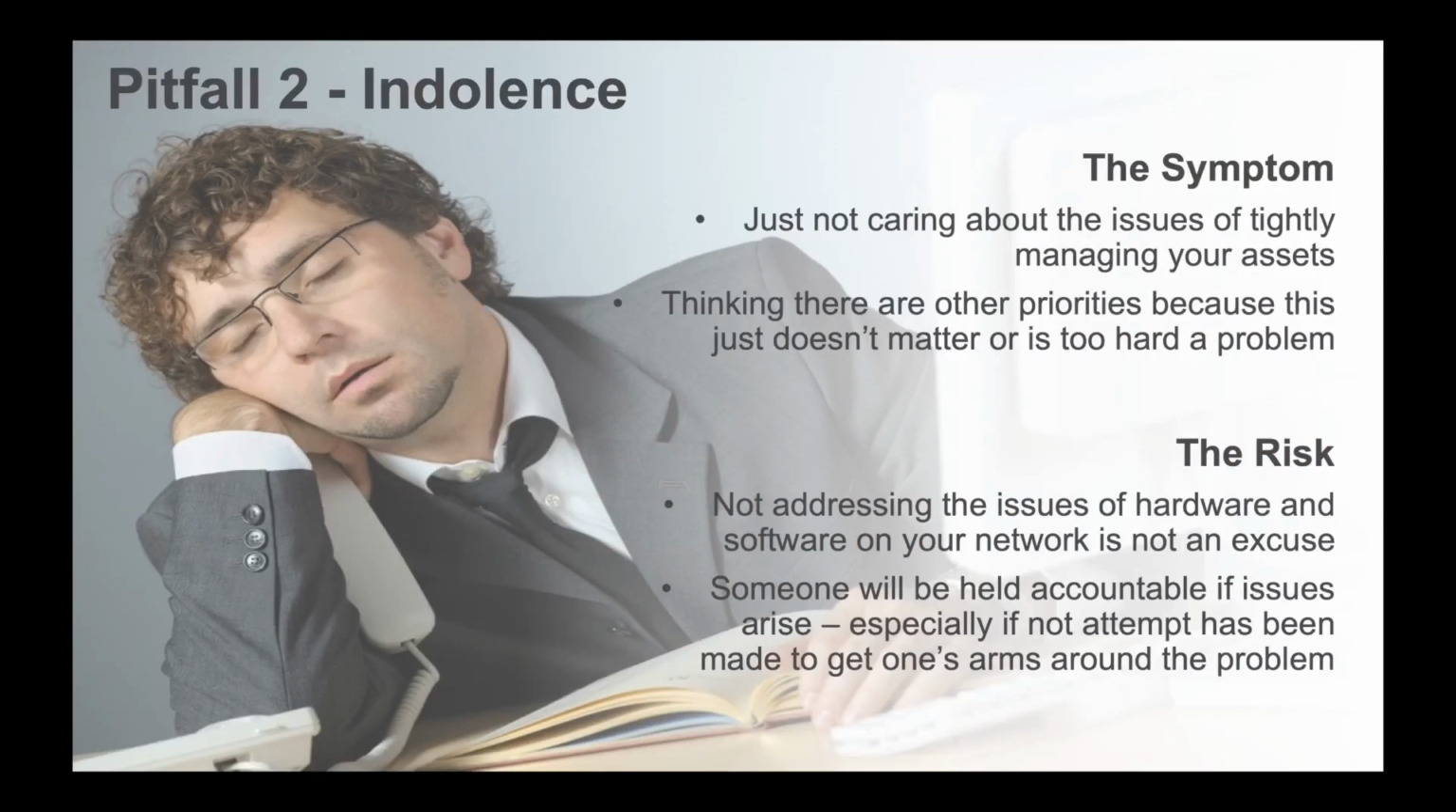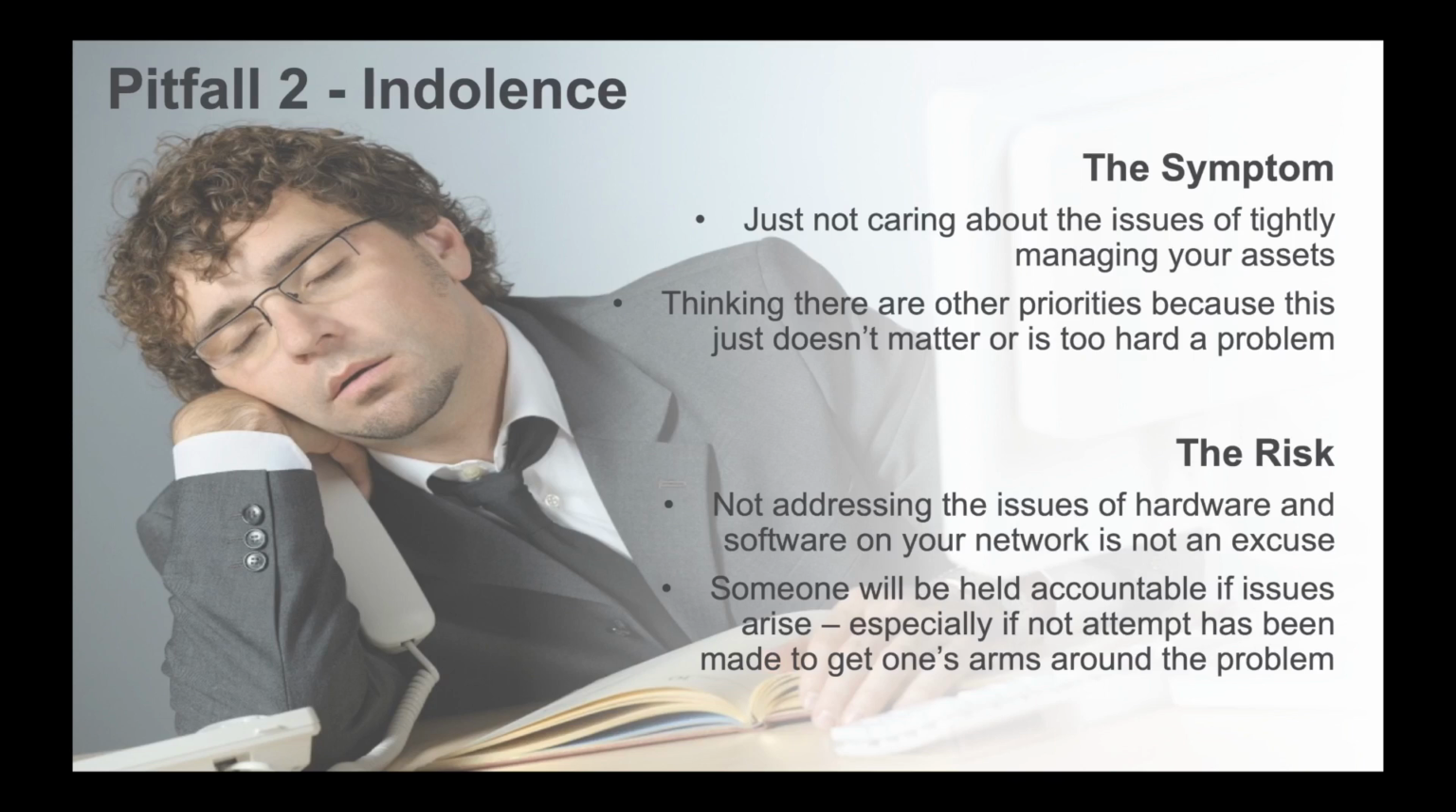And somewhat related to the first pitfall of obscurity, the second one is the pitfall of indolence, right? Of organizations just not caring about the issues of really tightly managing their assets and thinking, we've got a lot of other priorities, let's not really care about that. I mean, some organizations just do this. And so the risk here is by not addressing the issues of the hardware and software on your network, it's not an excuse. You can't just fall back and say, well, it wasn't a priority, because you're really running a risk of having issues with auditors, issues with software companies that you buy software from. And the excuse that we weren't focused on it is just not going to work.